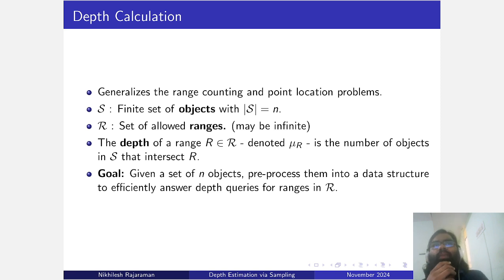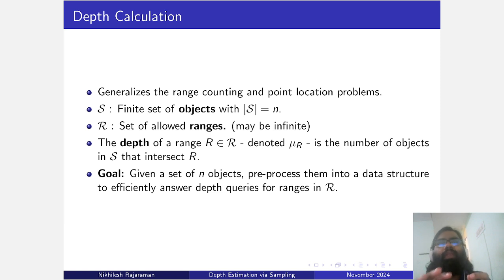So, first of all, in the case of the range counting problem, our objects are points, and in particular, our calligraphic S is a set of n points that we're given as input. And the ranges are basically the set of ranges that we're allowed to run queries on. So depending on the problem instance, these could be rectangles, these could be disks, these could be half planes, etc.